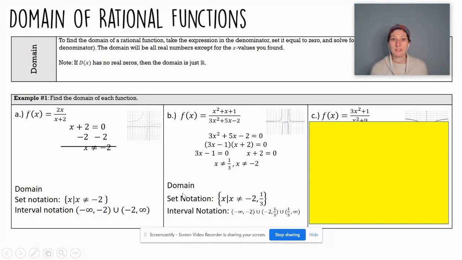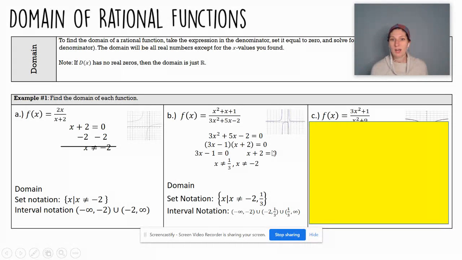So again, I can write my domain in set notation or interval notation. And you can see here's how you would write it in set notation. And then if you imagine the number line, you would have open circles at negative 2 and positive 1/3, but everything else would be shaded. So x can be anything except those two numbers. So again, reading that number line from left to right, here's your answer in interval notation.